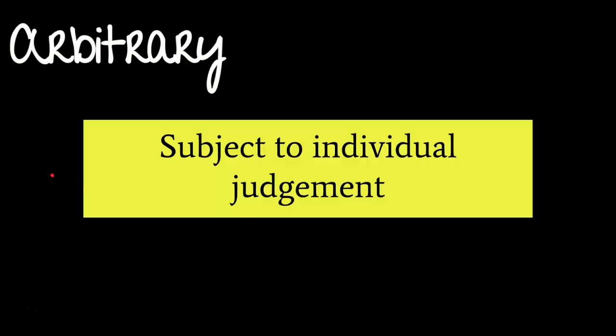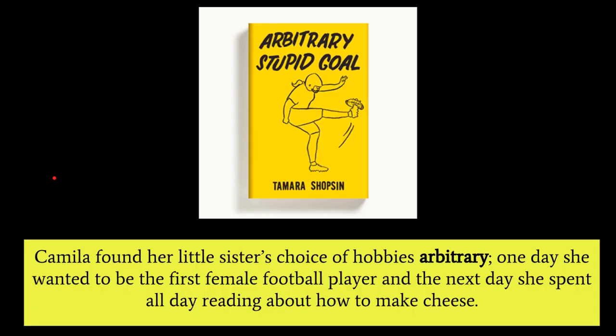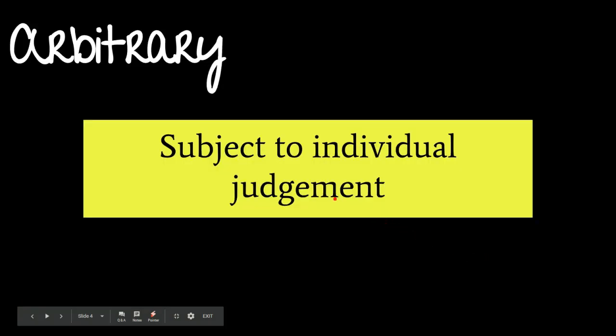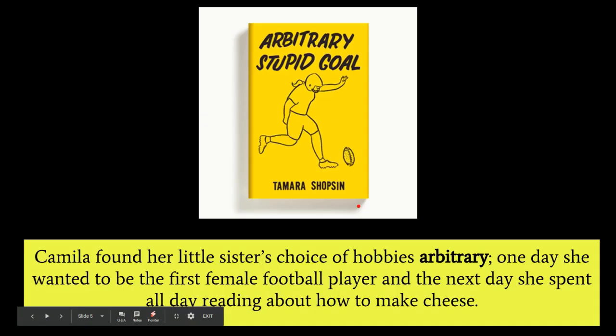We have arbitrary. So subject to individual judgments. So arbitrary is an adjective, and let's take a look at it in the sentence. So Camilla found her sister's choice of hobbies arbitrary. So we see the adjective, it describes the hobbies as arbitrary. One day, she wanted to be the first female football player, and the next day, she spent all day reading about how to make cheese. So what makes this arbitrary is the fact that it's subject to individual judgment.